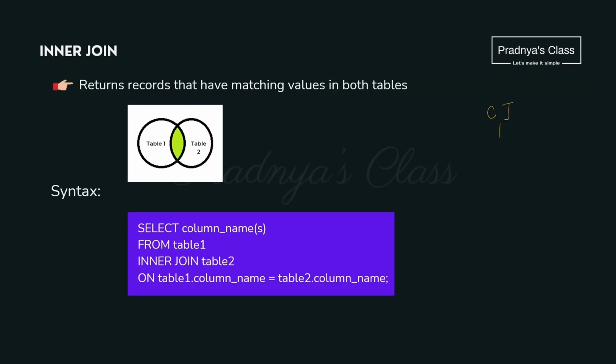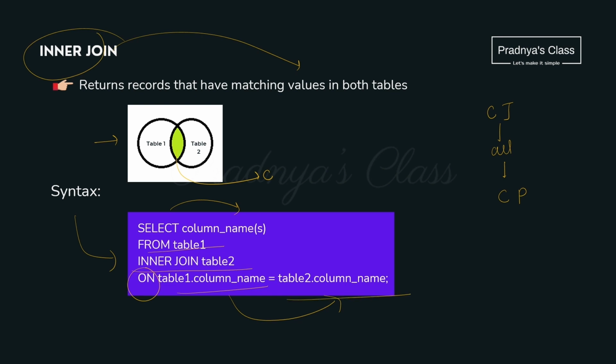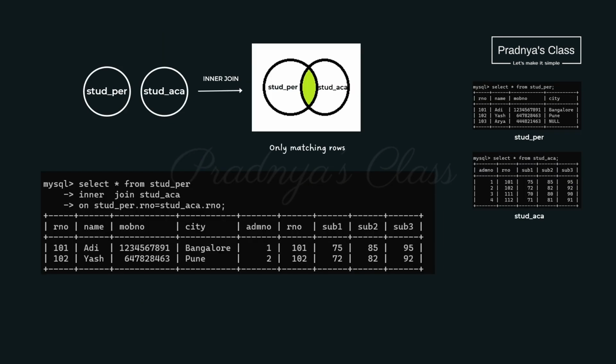In case of cross join, we got all the records in the form of Cartesian product. In case of inner join, we get only matching record. Look at the diagram. We will get only common records. Select column names from table 1 inner join table 2 on table 1 column name equals to table 2 column name. Let's try to understand that query with one example.